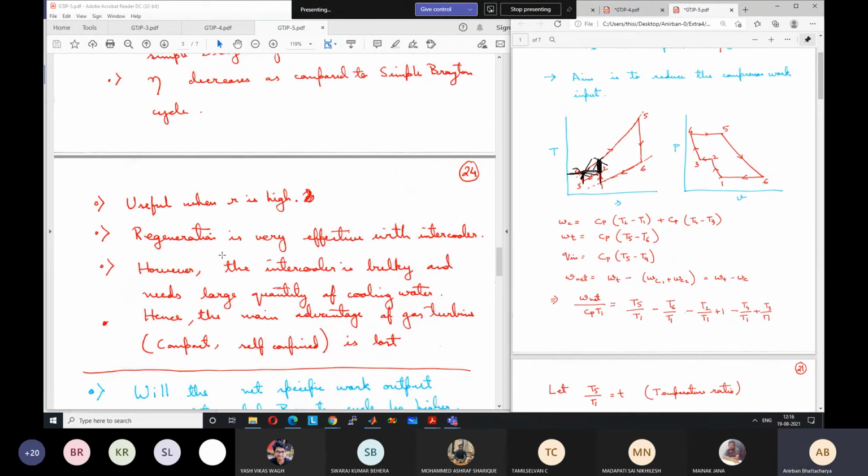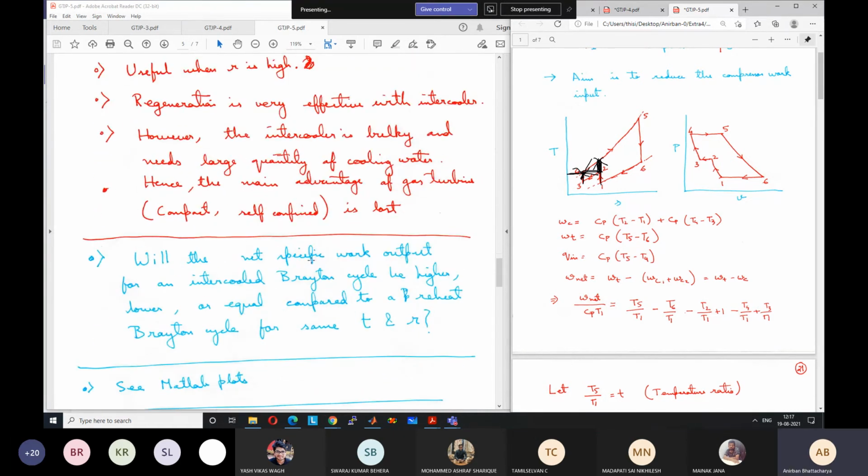So one of the main advantage of gas turbine as compared to other types of power generation method like steam turbines is that it is compact and it is self-confined. Self-confined means it's like a single unit. You can take it to other place and it will start working, unlike steam power plants. Okay, so these advantages are lost if we use an intercooler. So it does not remain compact and it does not remain self-confined now because you need a external water source continuously to supply water. So that's why intercooling is not popular. Okay.